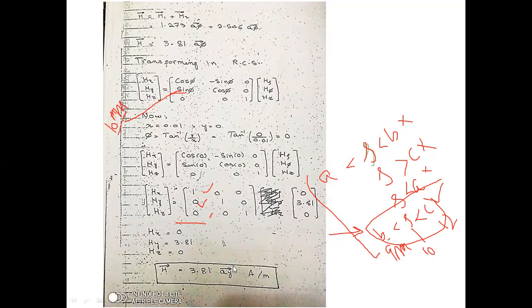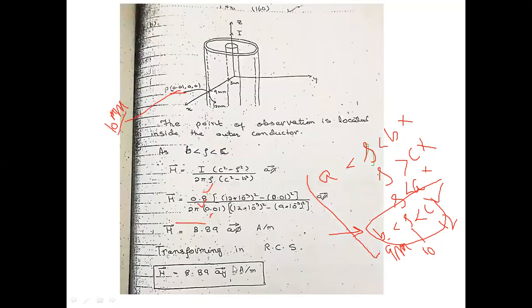Now the second portion is the coaxial cable. As I have already told you, this is case 4, in which rho is between b and c, because b is 9 mm and c is 12 mm, while rho is 10 mm.